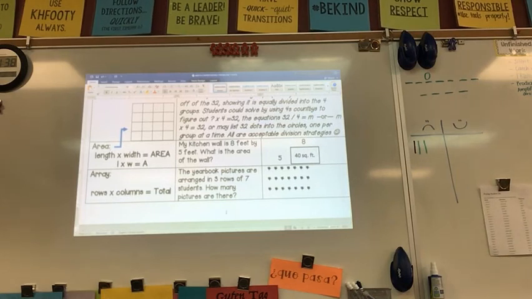Cool. Focus, focus. The last problem type, Miss Jade, is what? Hooray! Arrays, and that's when we have rows and columns.